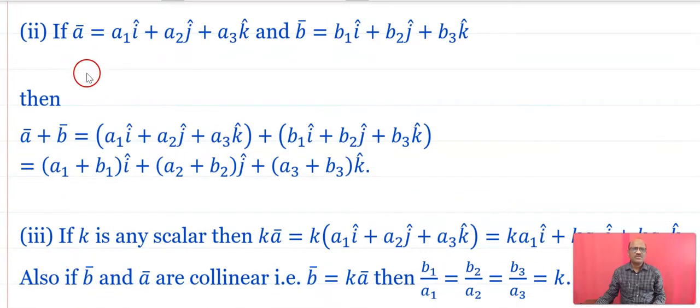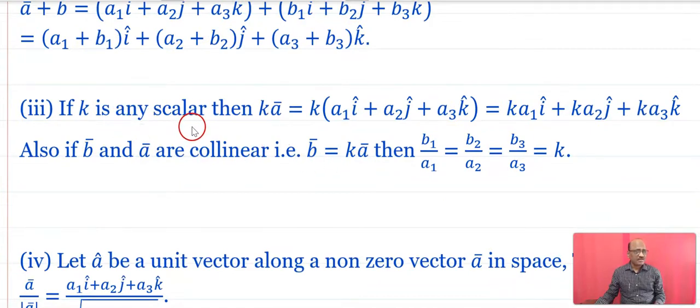Next, if a bar is equal to a1 i cap plus a2 j cap plus a3 k cap and b bar is equal to b1 i cap plus b2 j cap plus b3 k cap, then a bar plus b bar is equal to a1 i cap plus a2 j cap plus a3 k cap plus b1 i cap plus b2 j cap plus b3 k cap. And here we write that as (a1 plus b1) i cap plus (a2 plus b2) j cap plus (a3 plus b3) k cap.